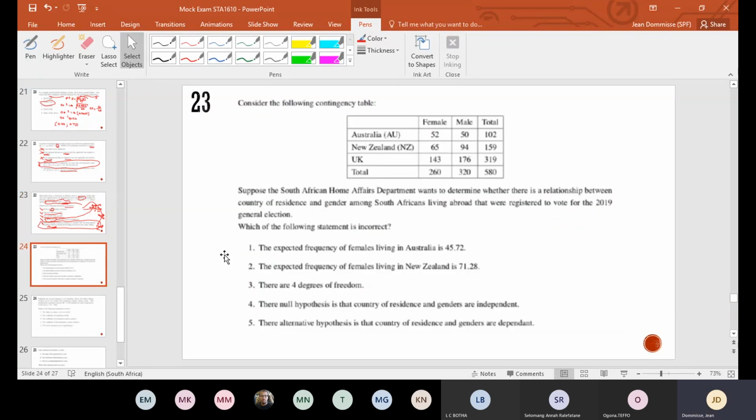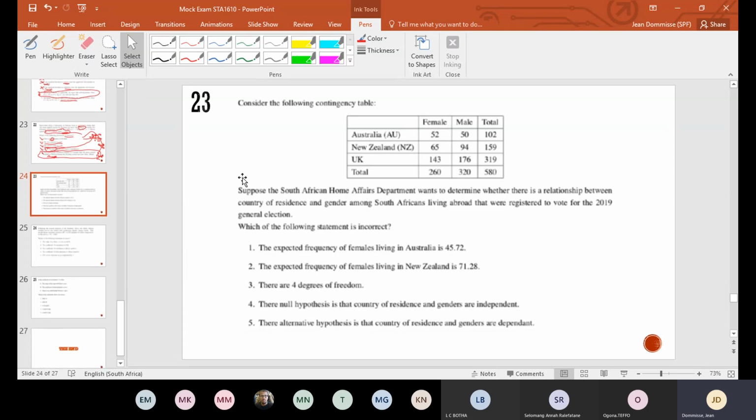Okay, so let's quickly see if we can work some of the others out as well. I think we've got 3 questions left, so let's do that. Suppose the South African Home Affairs Department wants to determine whether there is a relationship between country of residence and gender among, so okay. And then they tell us which one is incorrect.